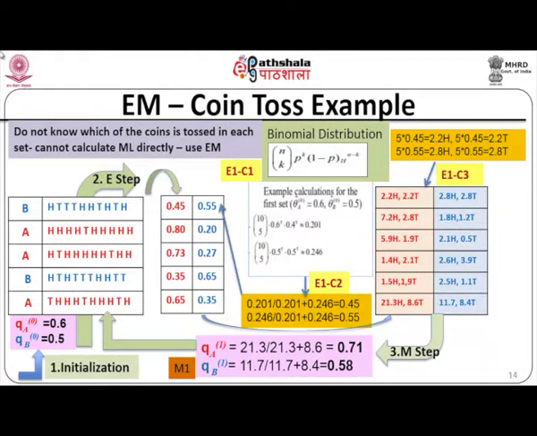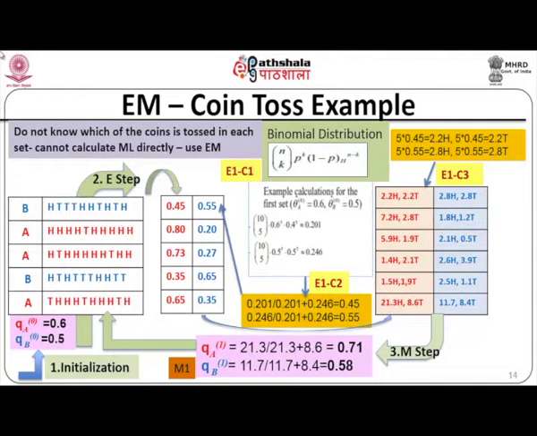How did I do that? I know that the total is 21.3 H, and we are only doing heads. So, 21.3 divided by the total gives QA as 0.71, and QB is 0.58. So, if I had chosen the red, the probability of heads is 0.71, and the probability of heads given the blue coin is 0.58. So, this is the first maximization step.